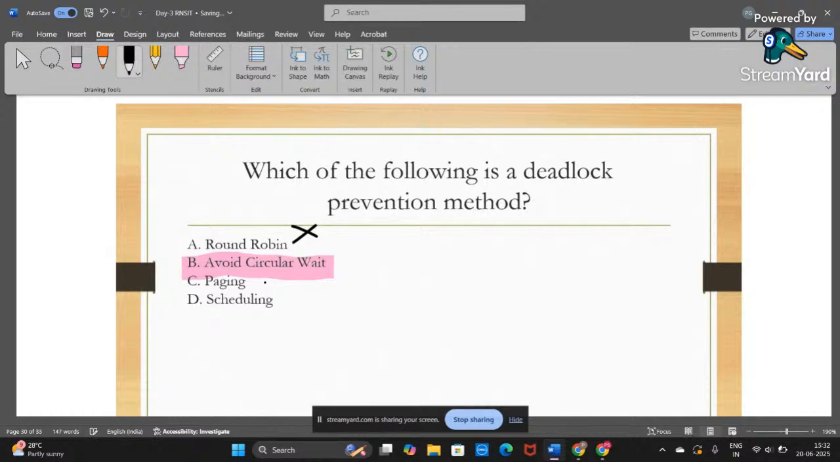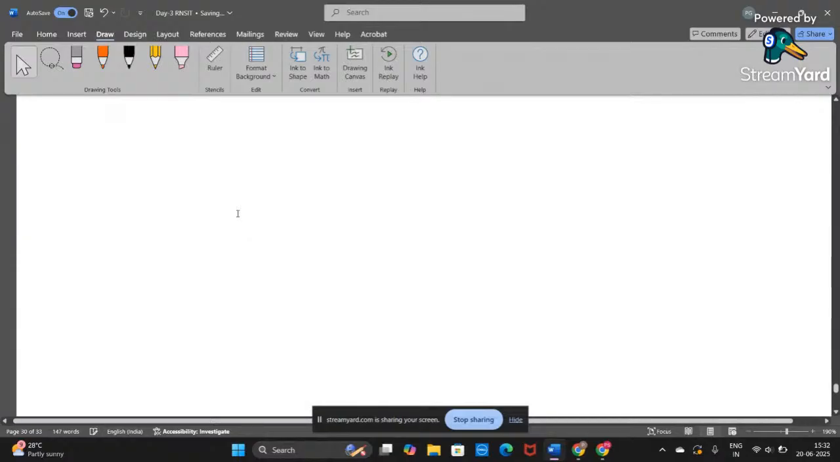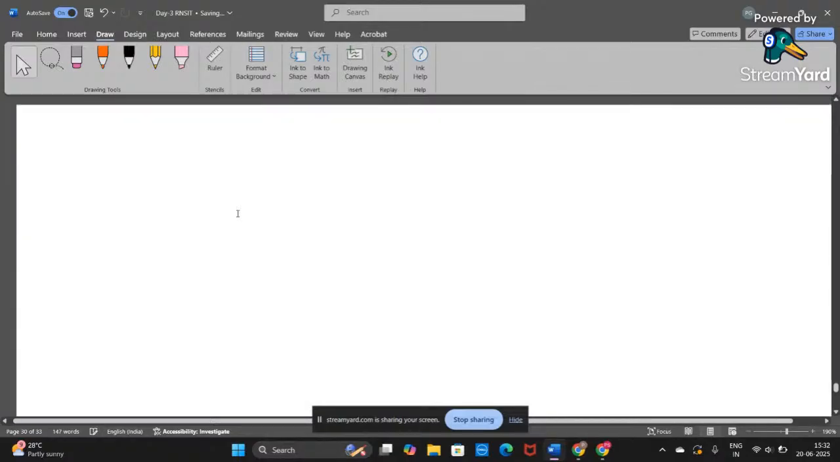Paging comes under memory management. So this is also not the right answer. Scheduling, this is a general term. This also comes under scheduling algorithms, right? So even this does not come under deadlock prevention. And we'll see a few more questions related to this.